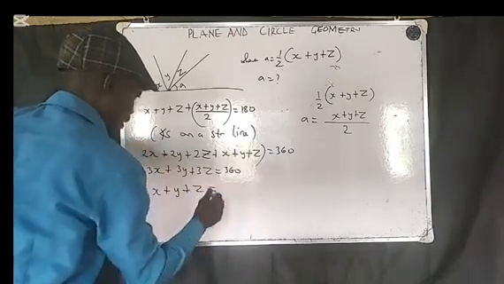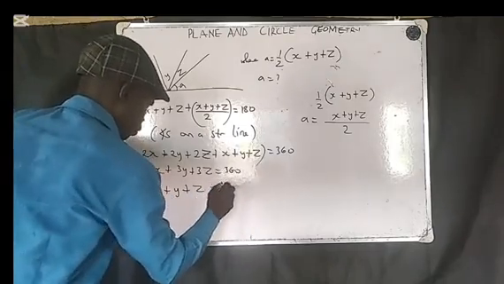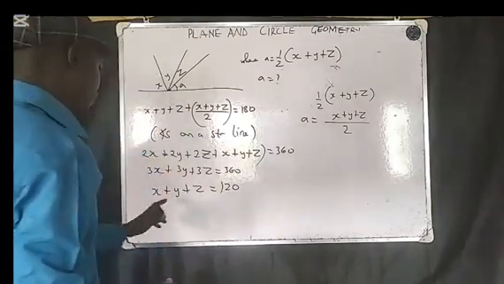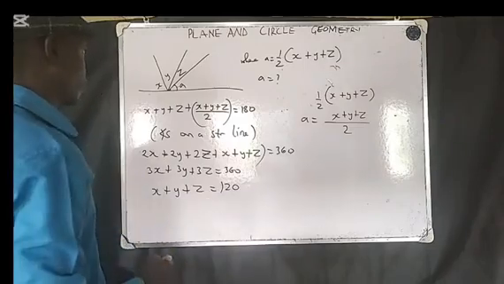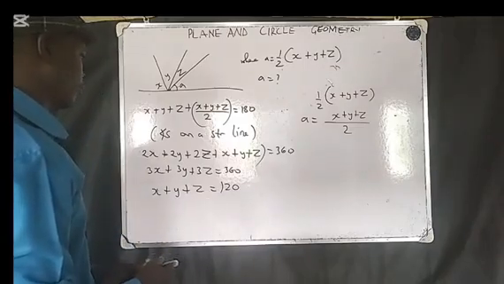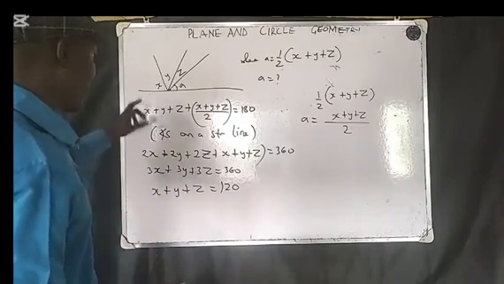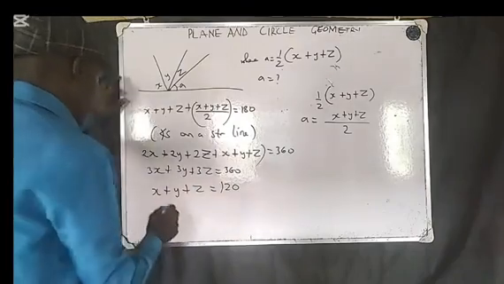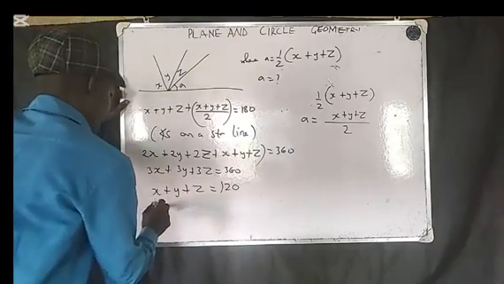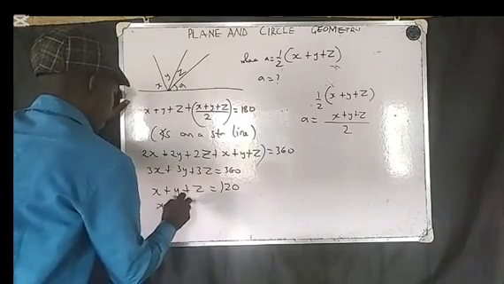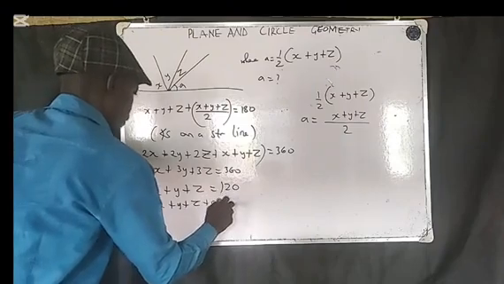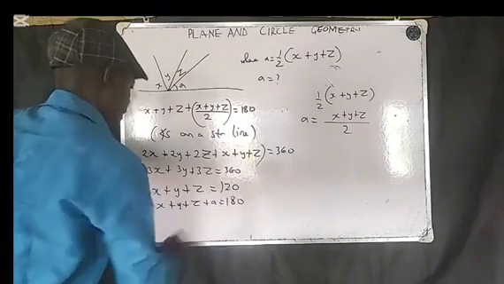3 divided by 3: 3 goes in 3, 1. 3 goes in 6, 2. 3 goes in 0 is 0. So that means x plus y plus z equals 120. Remember, everything is 180, right? So x plus y plus z plus a equals 180.